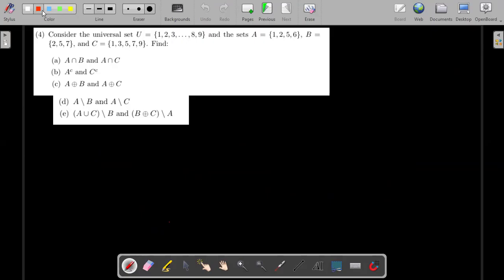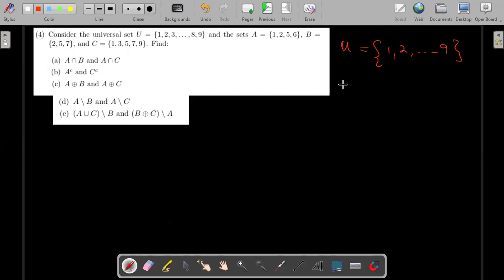So now, how do we do this one? This one now tells us to consider the universal set. The universal set has been given as U, and it contains elements from 1, 2, all the way up to 9. I'm just listing those natural numbers one after the other, from 1 to 9. Then now they're telling me the set A.